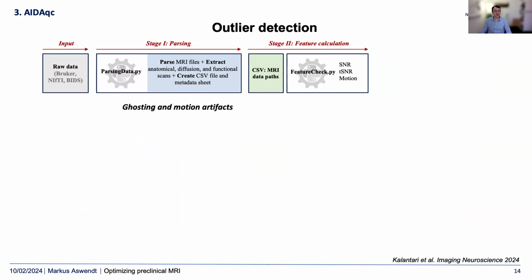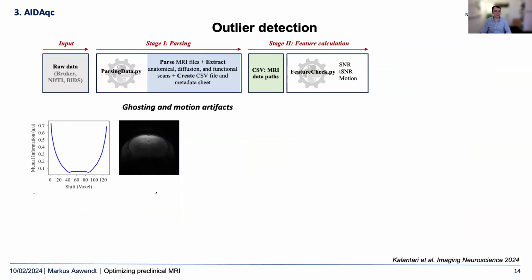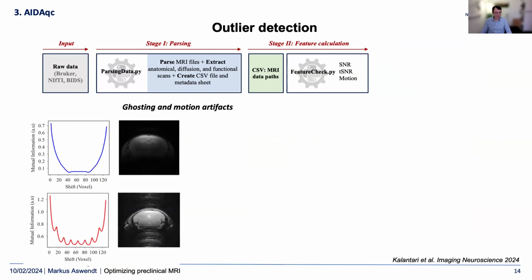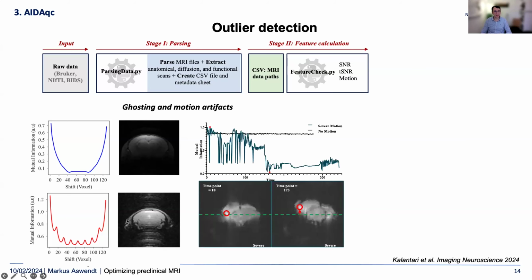All right. The third pillar of these features is ghosting and motion artifacts. And again, this is not that simple to calculate automatically. But we came up with a measure of mutual information, which calculates from one slice to the other how much they match with each other. And you see that if there is ghosting, we can see this very nicely in the mutual information. You can track this over time, and then you also see in this time series, for example, whether there is motion or no motion.